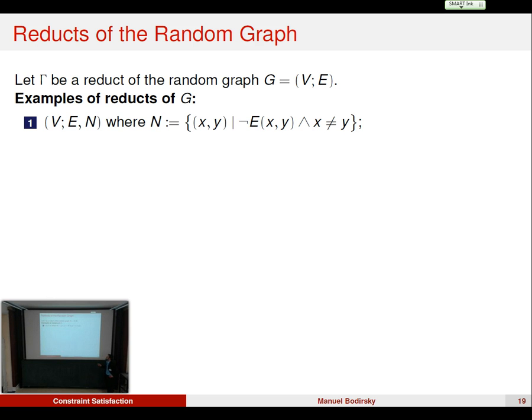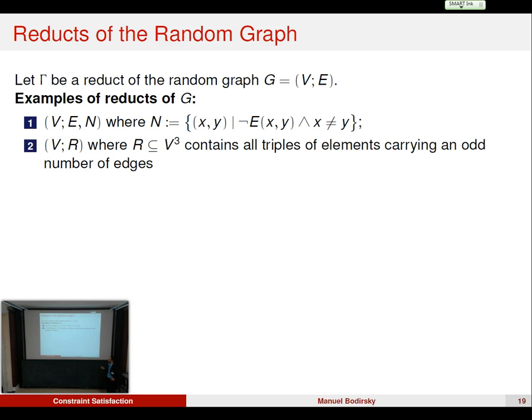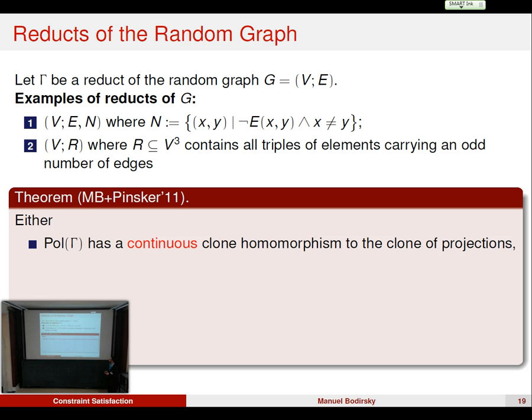Some examples of reducts. For instance, I already said the random graph itself is not a core, but you could easily add a relation N, which contains all pairs of non-adjacent distinct vertices. And then this is a model complete core. Just to give you some example of what these reducts could be, you add a ternary relation which contains all triples of elements that have an even number of edges sitting on those three vertices. And again, the formulation is slightly different, but very similar to the classifications we have seen before.